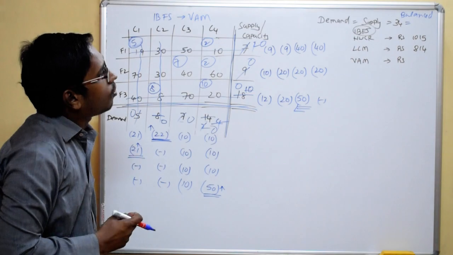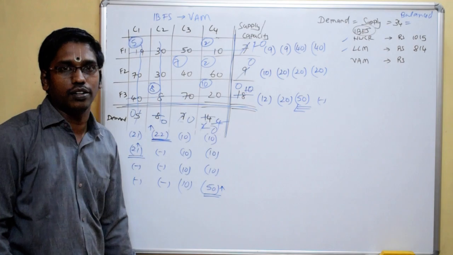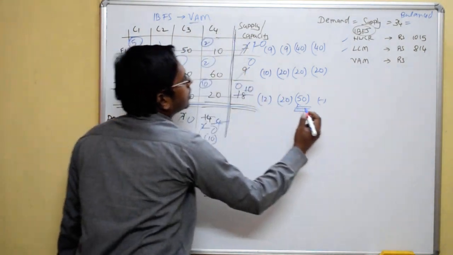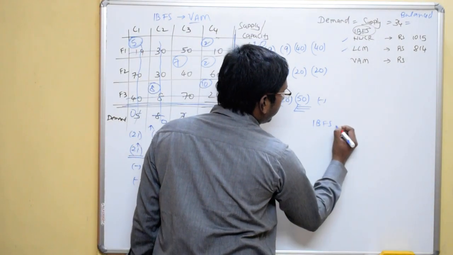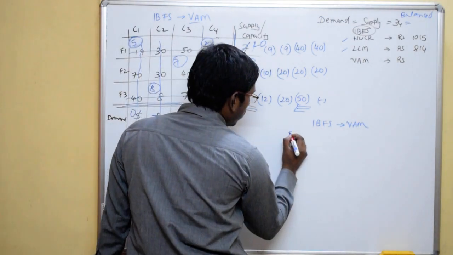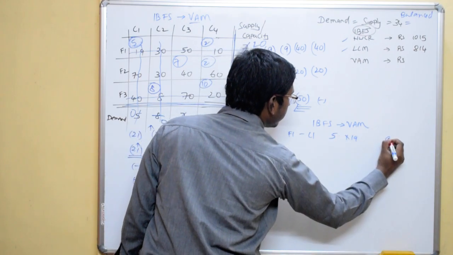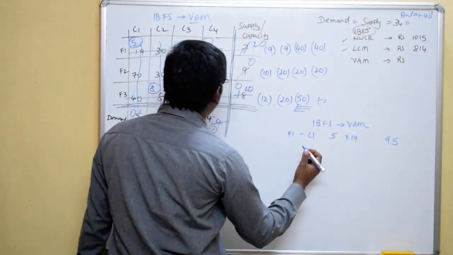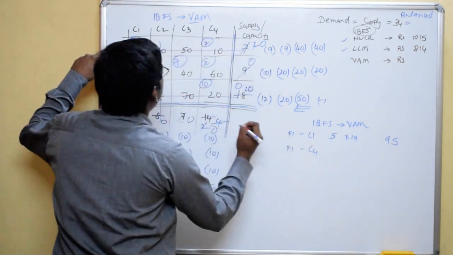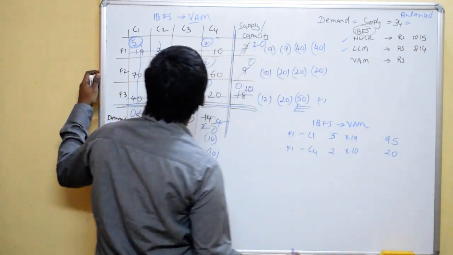Now, we saw already 2 ways to allocate in northwest corner rule and least cost method. Let's look at what will be the cost when you apply Vogel's approximation. So I'll put it initial basic feasible solution using VAM. So from F1 to C1, we are going to transport 5 units at the rate of 19. That gives us 95. F1 to C4, we transport 2 units at the rate of 10, which is 20 rupees.